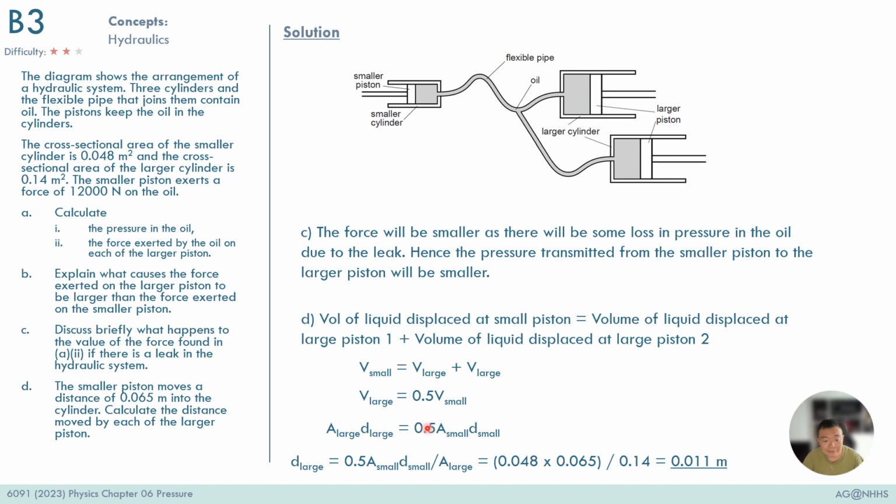So plugging in the values, taking note that the volume of oil displaced is the area times the distance, that gets us the whole cylinder volume of the oil. Plug in the values and we get 0.011 meters as the distance moved by each of these larger pistons.